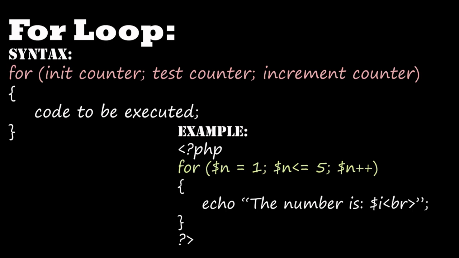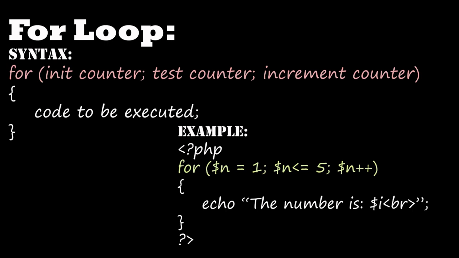If I give n plus plus in this increment counter, the first value will be 1, and the test counter will check whether it is less than 5. In the increment counter it will make the value 1 plus 1, that is 2, right? Again the code will be executed and again it will check whether 2 is less than or equal to 5. Yes, again it will increment with 1. So 2 plus 1, then the value will become 3. And again it will increment, check the test condition and execute the code. Likewise, the process will go on.